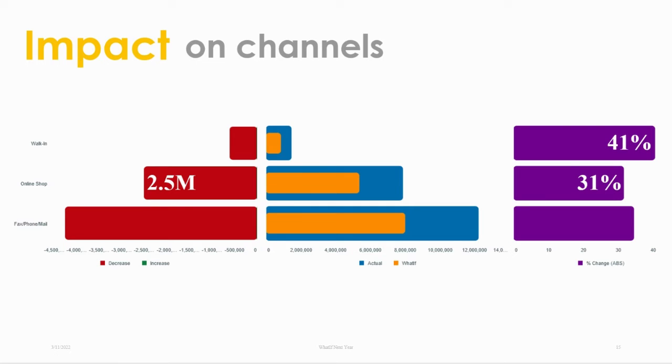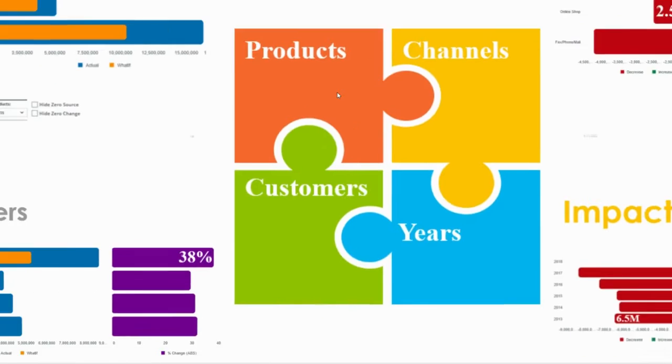For the channels dimension, online versus walk-ins is quite interesting. Online had only a 31% drop in profit versus 41% for walk-ins. That's a 10% difference in the sensitivity to our scenario. Online products may have a different cost profile than their bricks and mortar equivalents.